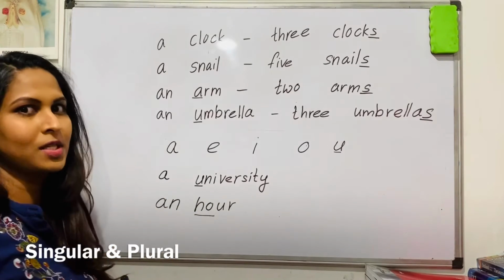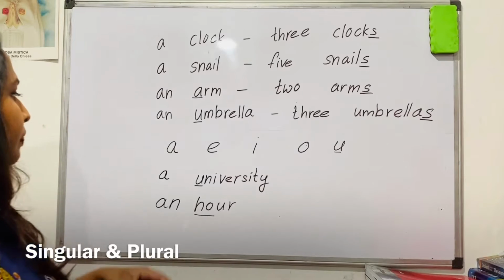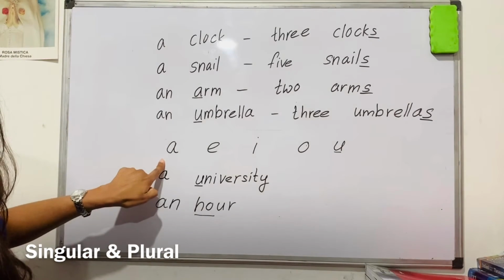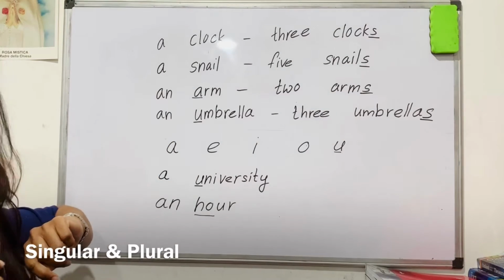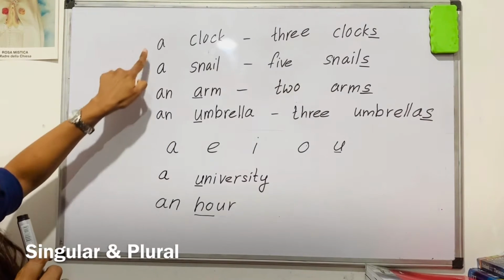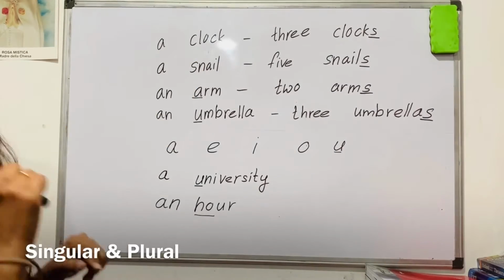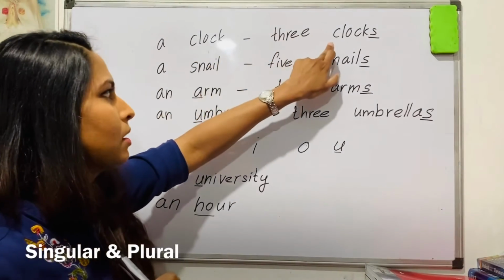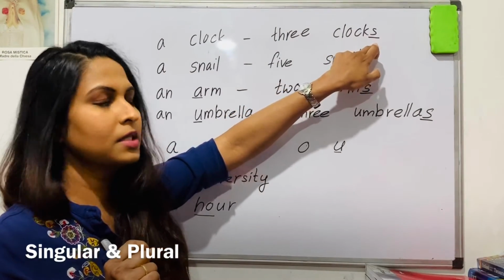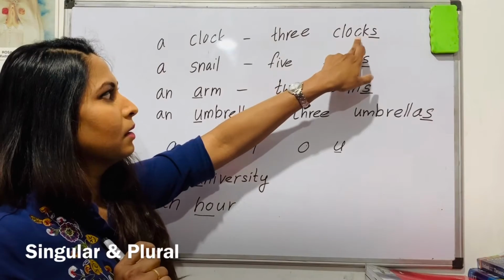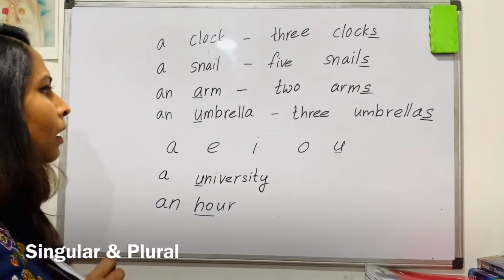It is equal to 60 minutes. I think you know about it. So when there is a vowel sound at the beginning of a word, remember you have to use an but not a. Then a clock, 1 clock, 3 clocks, we can see an S at the end of the word. We make the plural noun by adding an S.